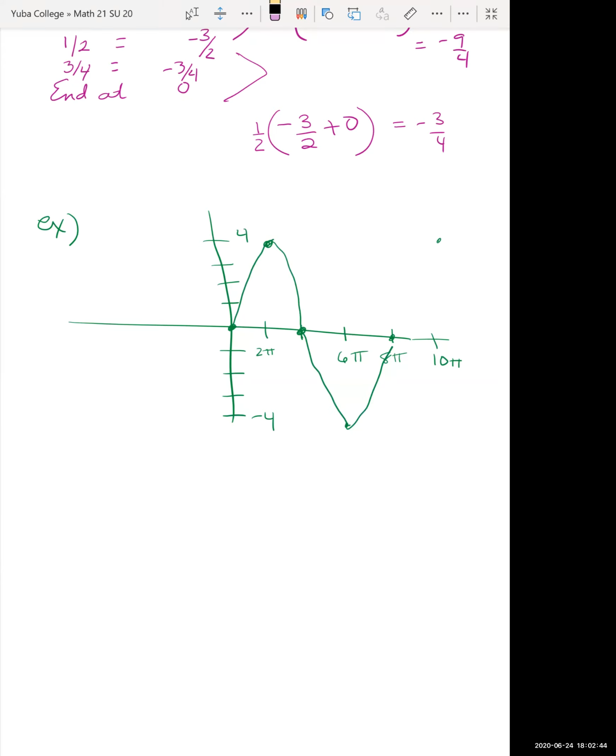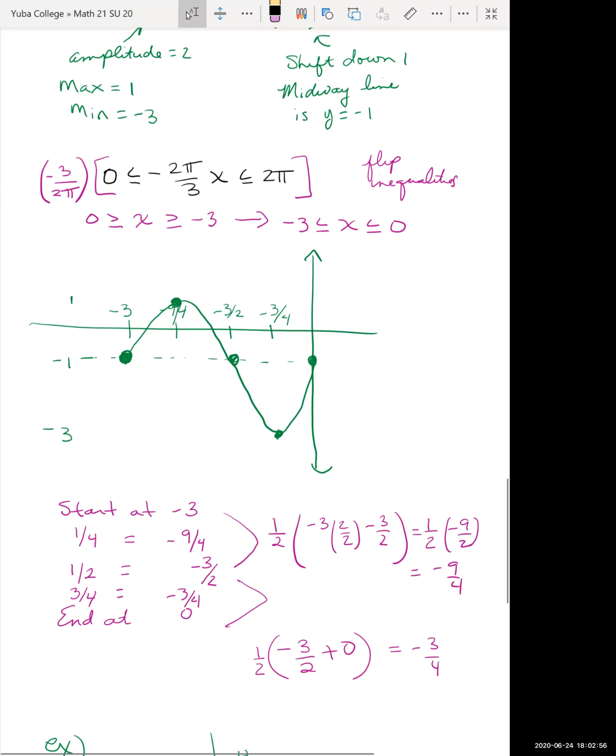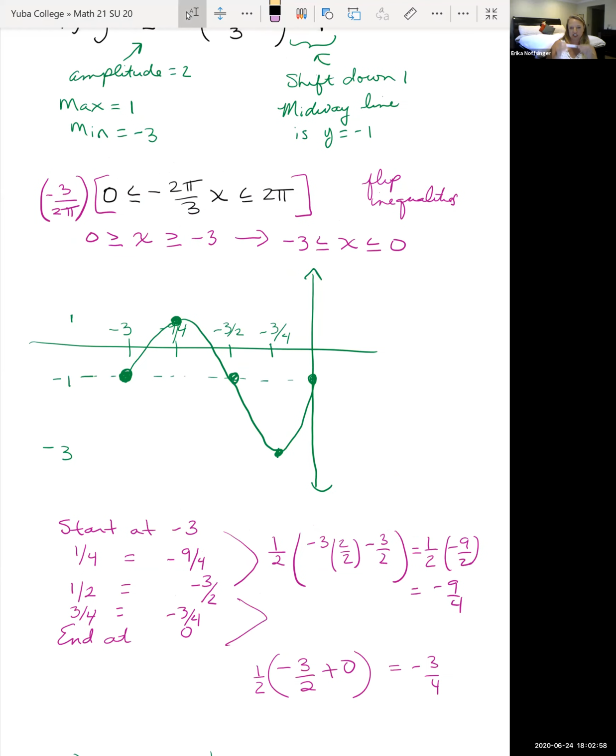Professor, how do you know when to hit the x-axis again? Because in the other one we didn't. So we're treating that midway line like the x-axis. If there's a shift up or down, treat that midway line like it was the x-axis. That's where it was going to cross at that point. Okay, thank you.